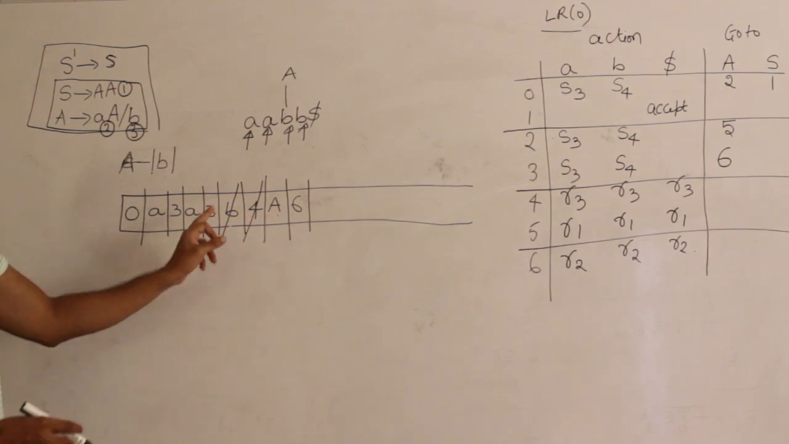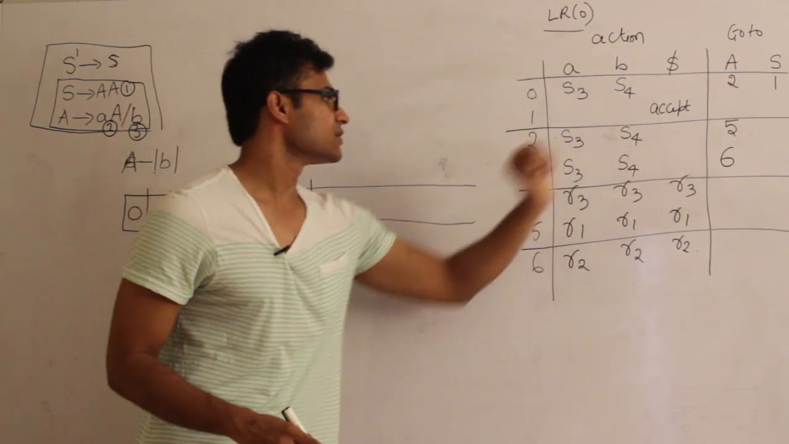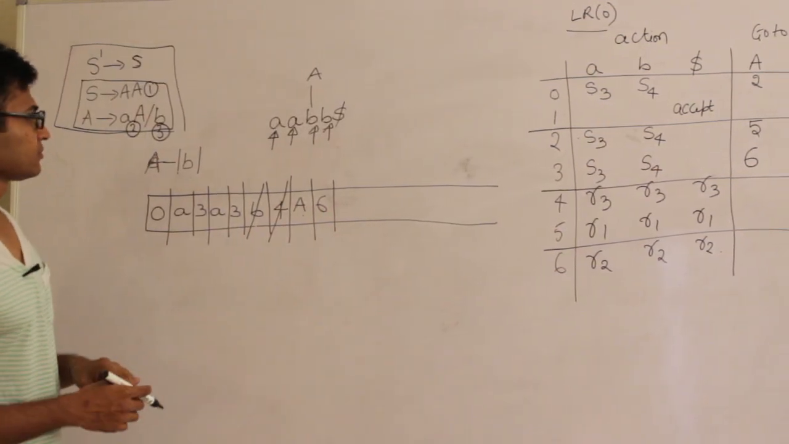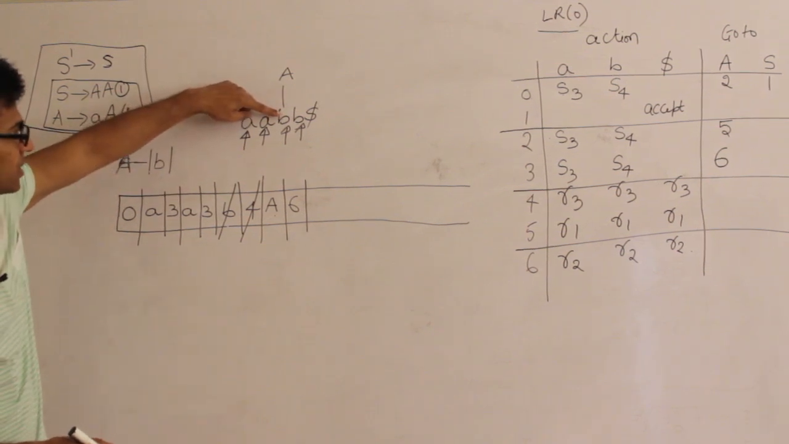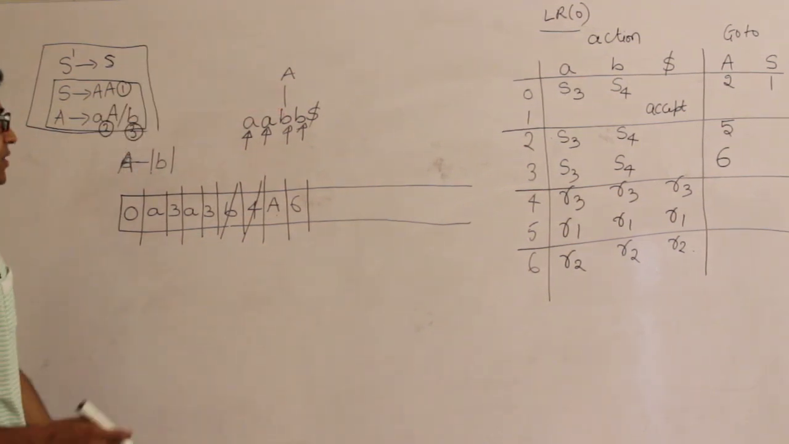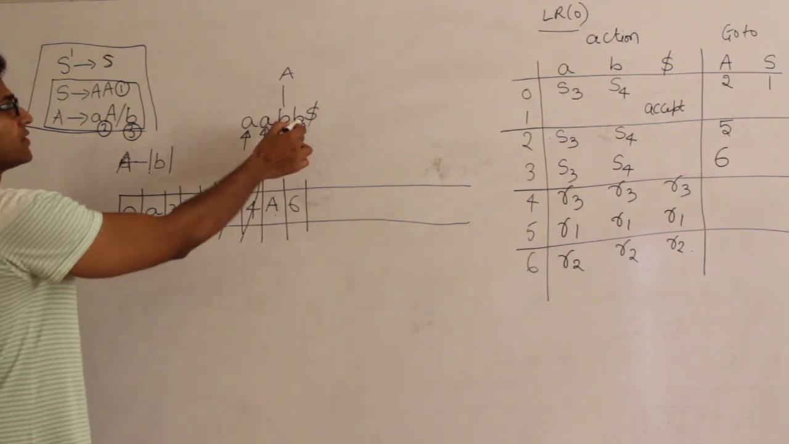Below A there is 3. Therefore 3 on capital A is 6. That is why I am filling with 6. Okay, so whatever has happened is, we just reduced b to capital A. That is what has happened. Now again we are seeing b.